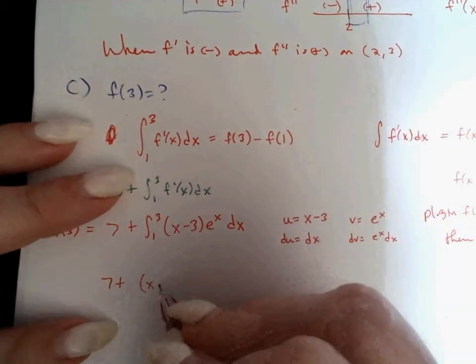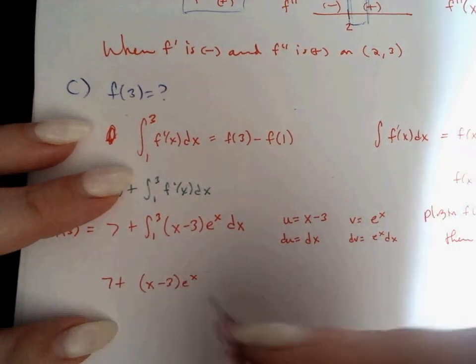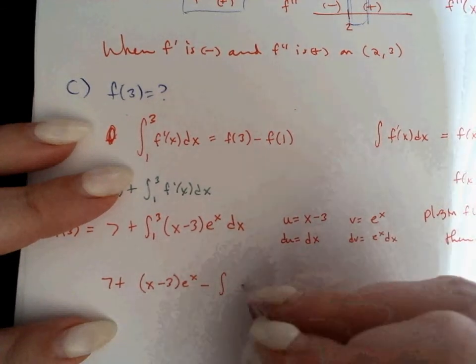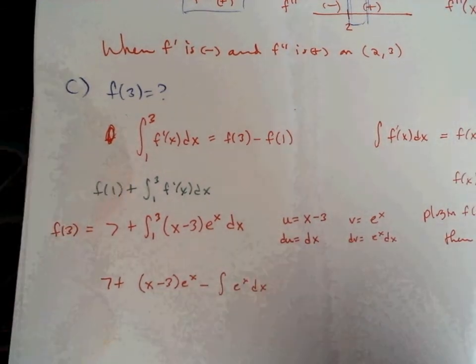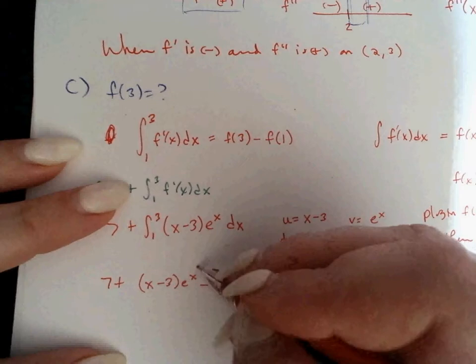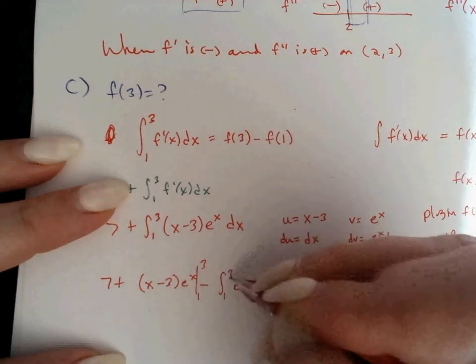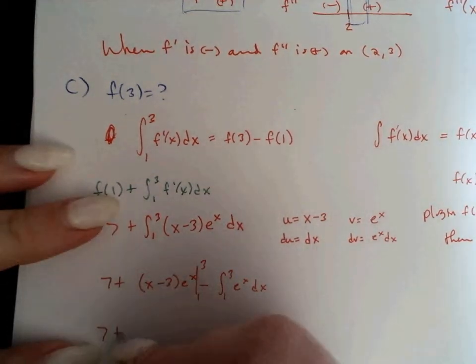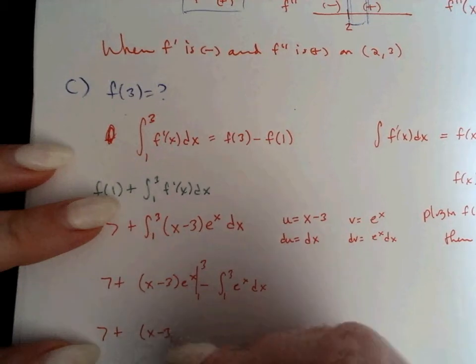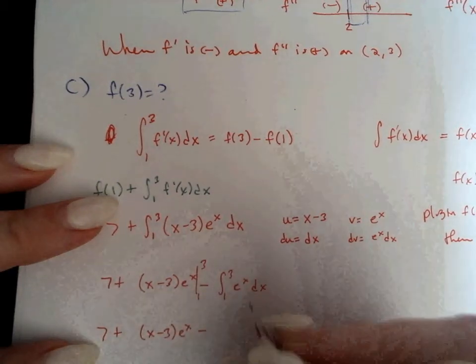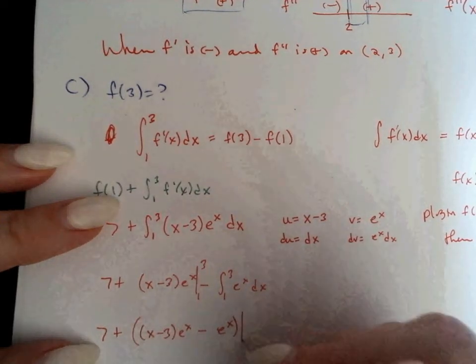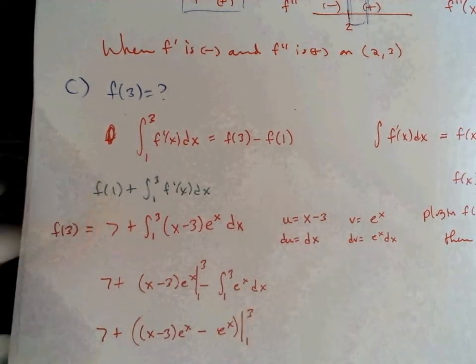So we've got uv, (x minus 3) e to the x, minus the integral of v du, so v du, e to the x dx. Technically this is from 1 to 3, and this is from 1 to 3. I tend to like to wait until I'm done with anti-deriving that, and then just say from 1 to 3 for the whole thing. So 7 plus (x minus 3) e to the x minus the antiderivative, e to the x is e to the x, and then all that's bar from 1 to 3.